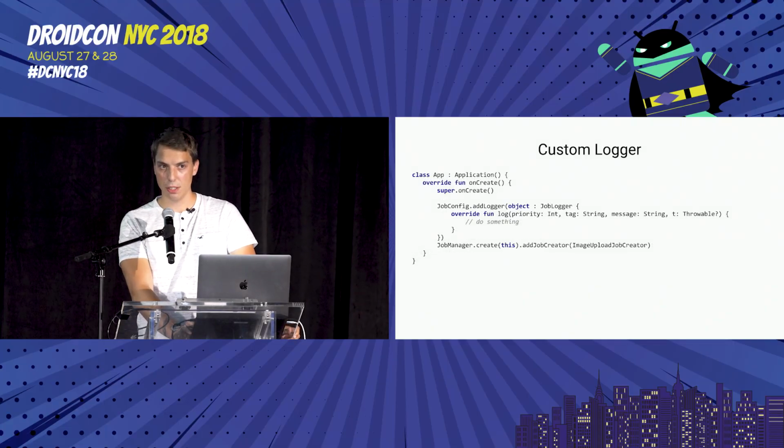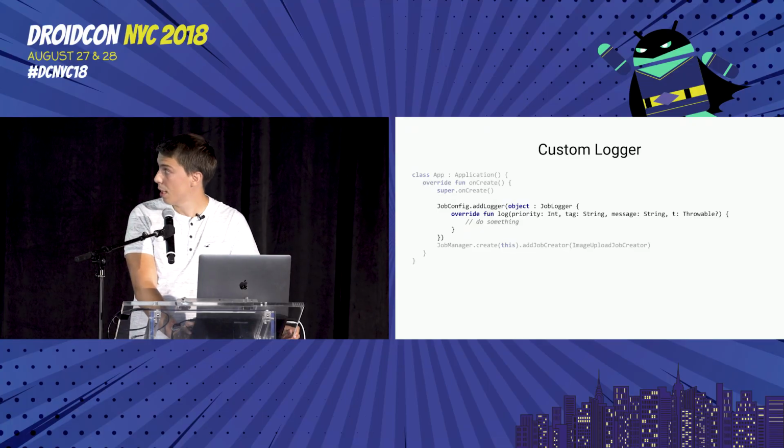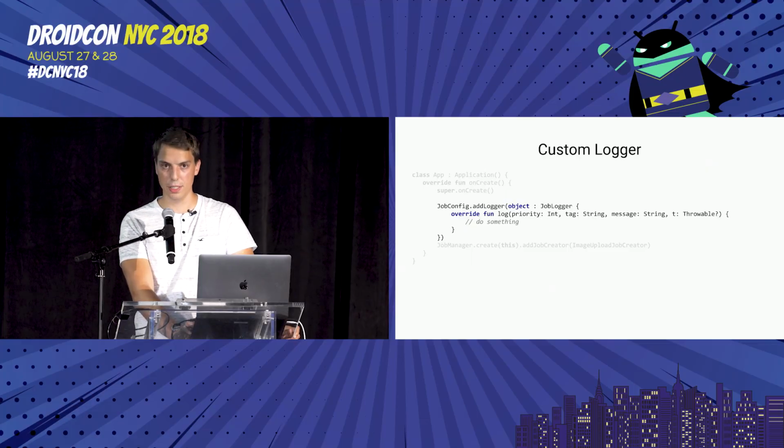Next difference, custom loggers. That's also something WorkManager doesn't have yet, but I know it will come soon. So that's coming, and it's probably also really easy to use. That's how you would set it up in Android Job. So you can turn off logging messages or do your own logging, whatever you prefer.